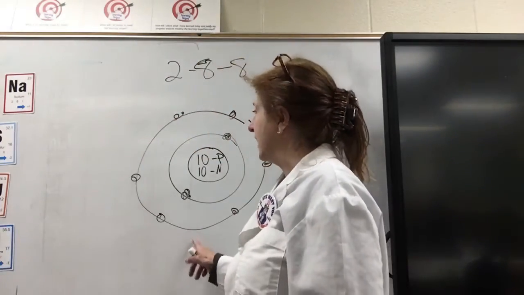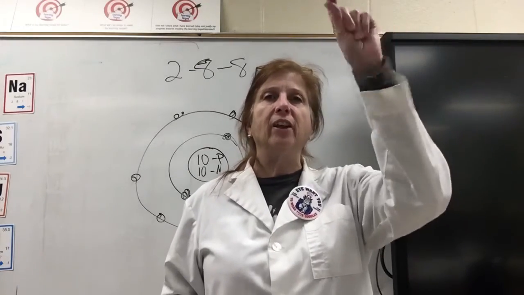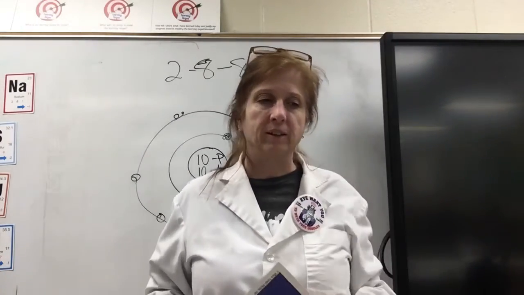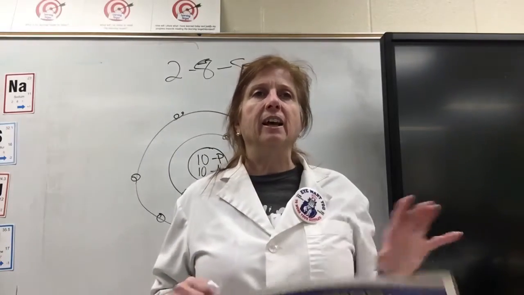All right, so these are our valence electrons. So now take off your little colored beads and draw on it with your marker. So this is on the test.